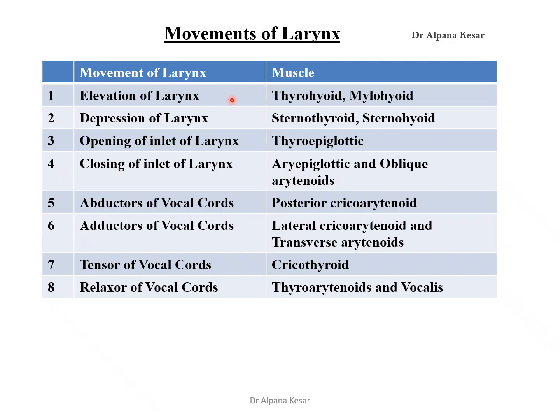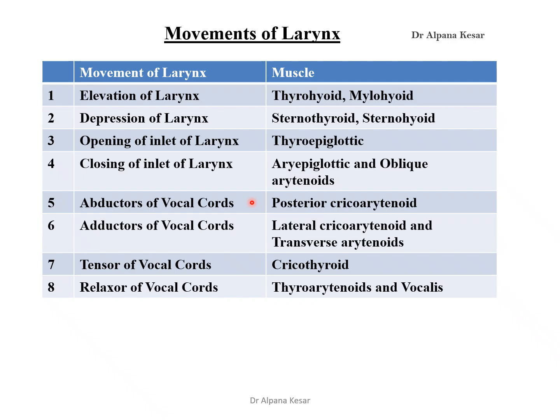Elevation of larynx is brought about by thyrohyoid and mylohyoid. Depression of larynx is brought about by sternothyroid and sternohyoid. These four muscles are the extrinsic muscles of larynx. Opening of the inlet of larynx is by thyroepiglottic muscle. Closing of the inlet of larynx is by aryepiglottic muscle and the oblique arytenoids.